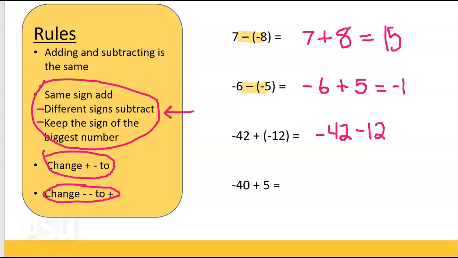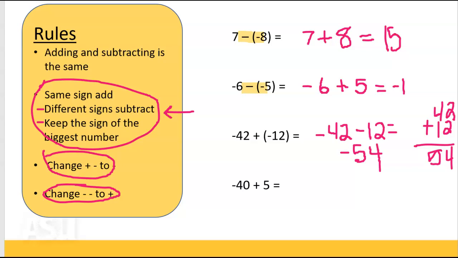So since we have the same signs, we're going to add. Let's find out what 42 plus 12 is. Two plus 2 is 4. 4 plus 1 is 5. So we're going to get 54. I'm going to put it down here, 54. Now we have to decide what the sign is going to be. So it says keep the sign of the biggest number. 42 is bigger than 12, so we're going to keep the negative sign. So our answer is -54.